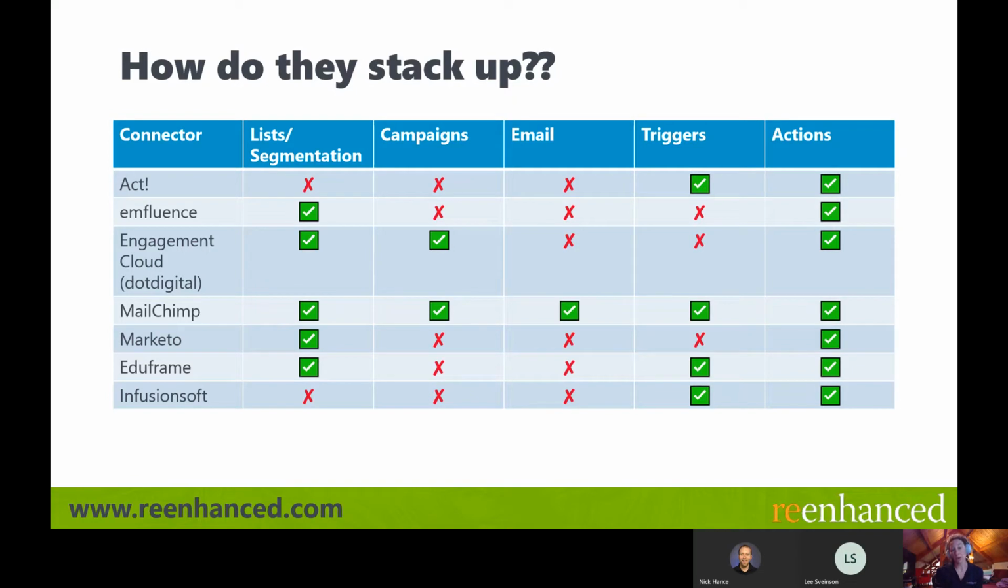Emfluence allows you to work with the lists and segments you've built in their platform, but they don't pull in information about campaigns, so you wouldn't be able to say, pull all the contacts that I have under this campaign and then automate a couple different things. They don't have triggers either, which is a bit of a bummer. Again, when you're looking at marketing automation, it seems like a trigger should be on all of these.